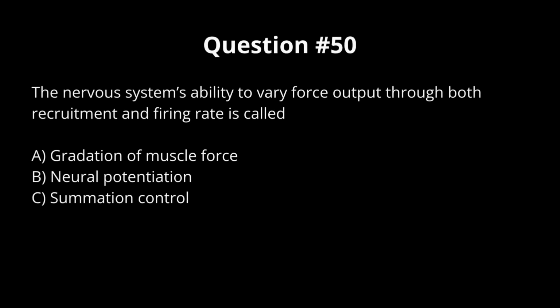Question number 50. The nervous system's ability to vary force output through both recruitment and firing rate is called A. Gradation of muscle force. B. Neural potentiation. C. Summation control. The correct answer is A. A gradation of muscle force occurs when the nervous system adjusts both the number of active motor units and their firing frequency to meet task demands.